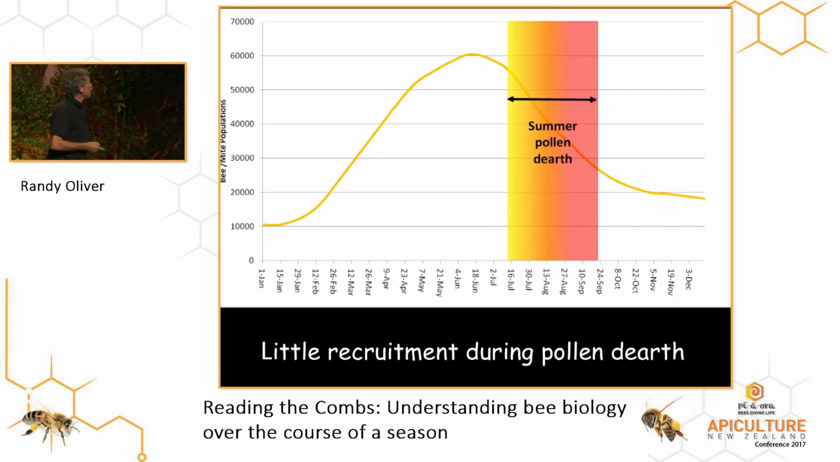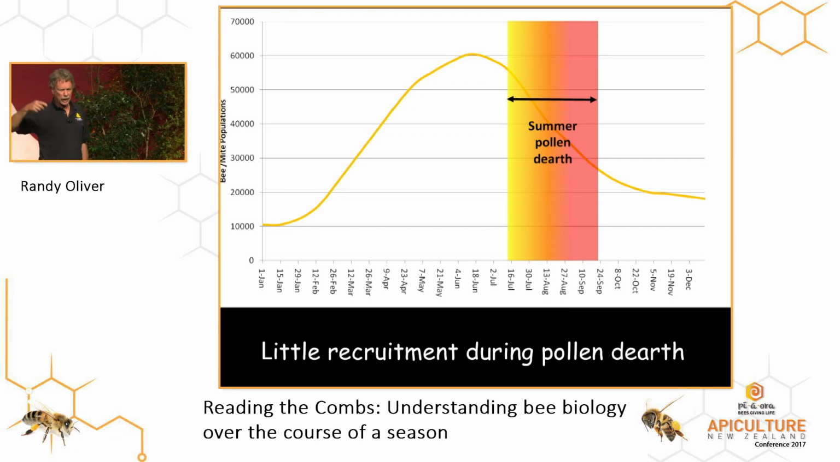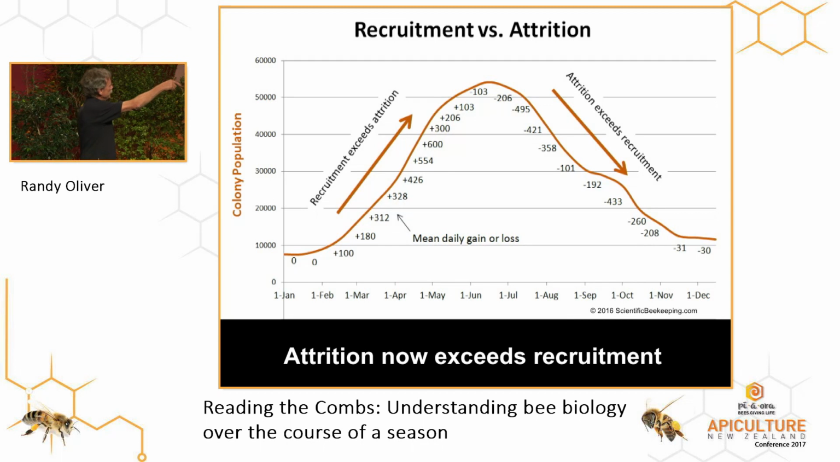Okay. Now, after the main honey flow, in most areas you have a dearth where the plants don't produce pollen. Usually you have a lot of spring pollen, then you have fall pollen, but you don't have very much in the summer. If there's not much pollen coming in, then attrition will exceed recruitment, and the bees will start dropping down their population, losing quite a few bees a day, 1,000, 1,500 bees a day. It can go down pretty fast. So the bees now go into survival mode.